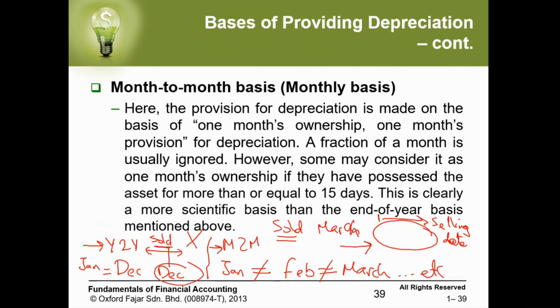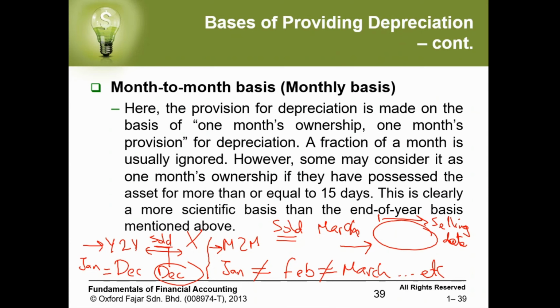It's totally different from the month-to-month basis, because month-to-month basis relies on calculating the depreciation based on how many months we are holding that asset. So even though we sell the asset before the end of the financial period, we still have to calculate the depreciation for the time you were holding this asset.